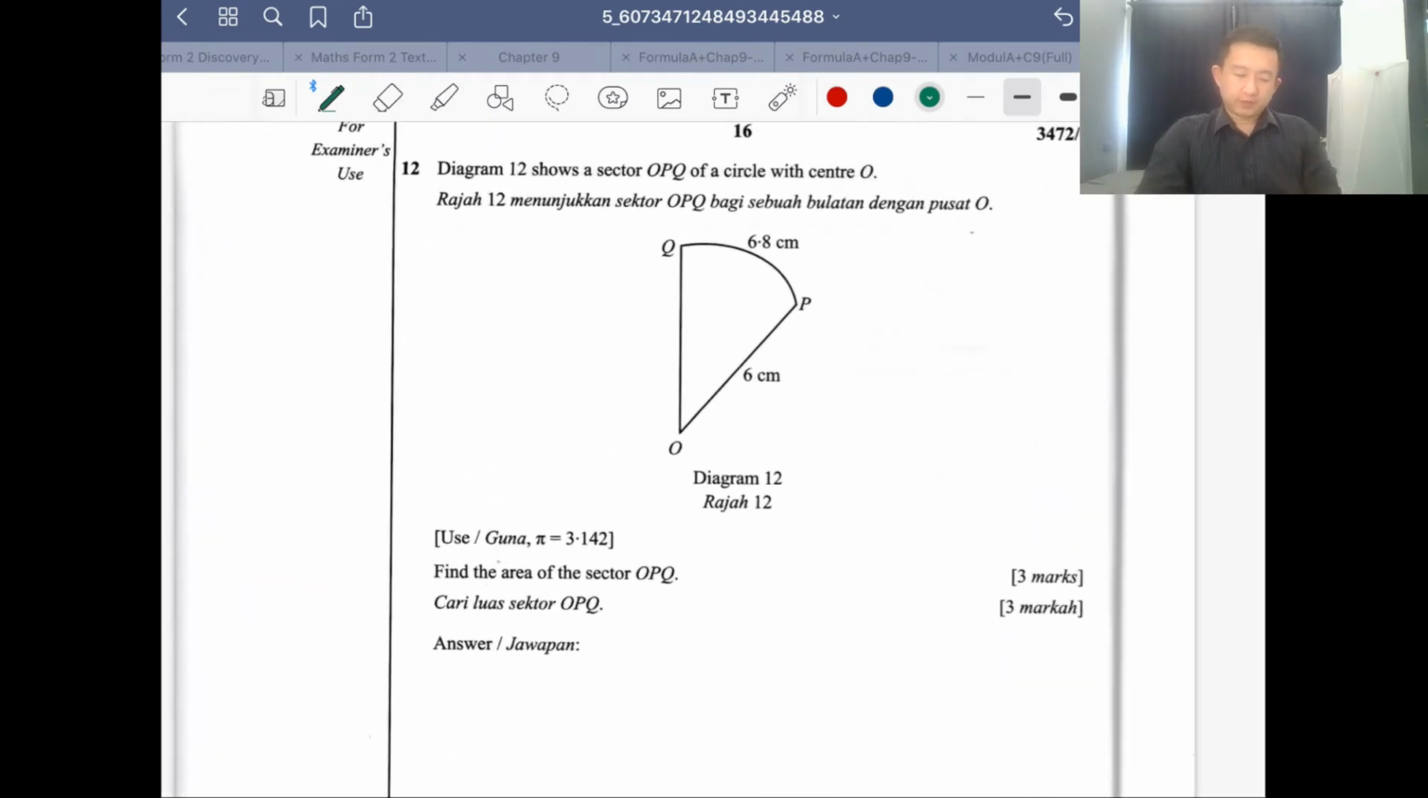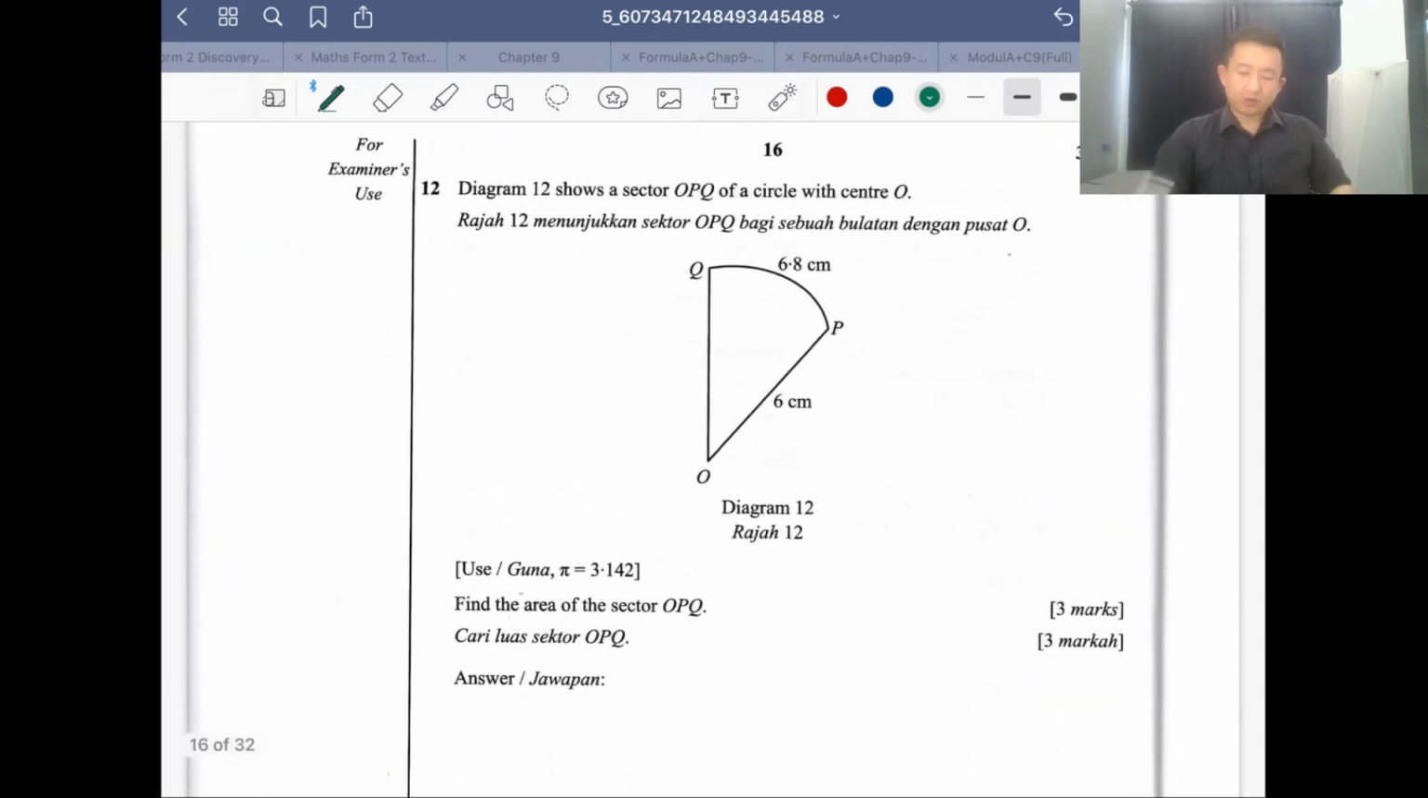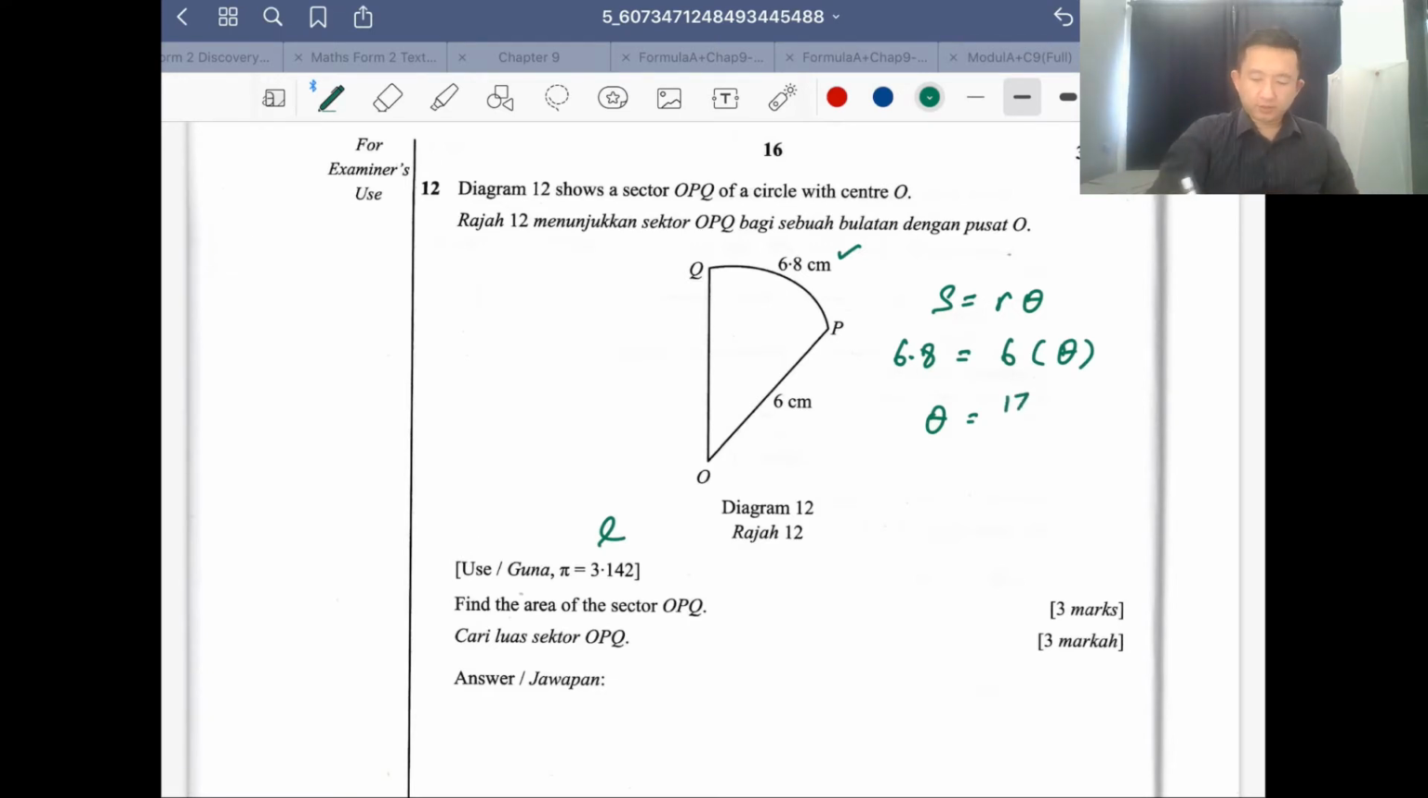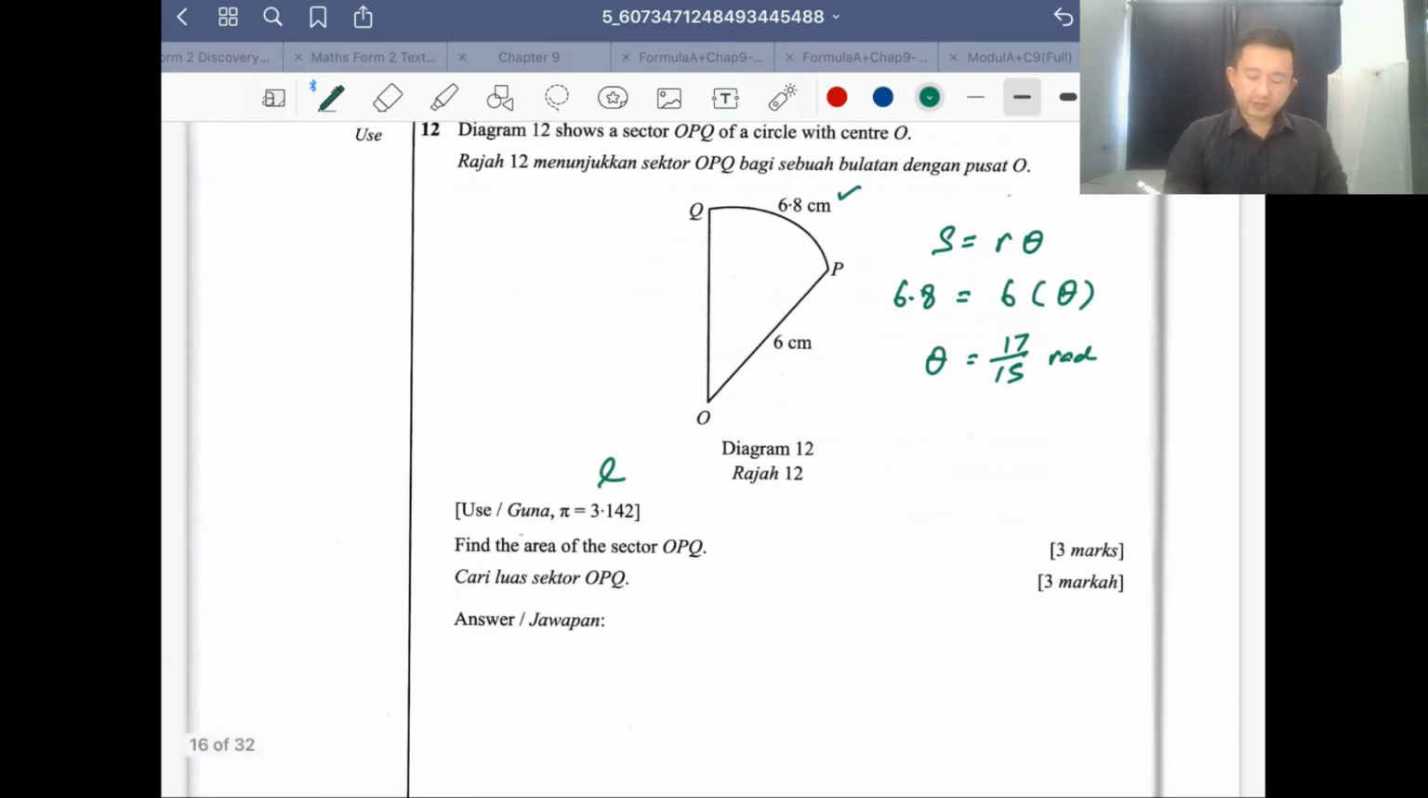Question 12. Diagram 12 shows a sector OPQ with a center given. Pi is not even needed. Find the area of sector OPQ. So you have the length of the arc. S equals r theta, where theta is in radians. 6.8 equals 6 theta, so theta equals 17/15 radian.